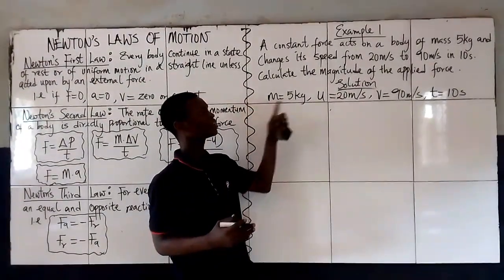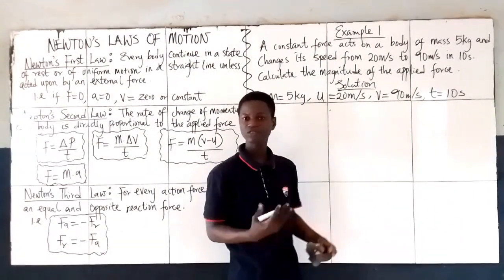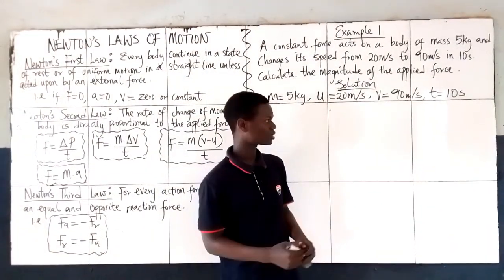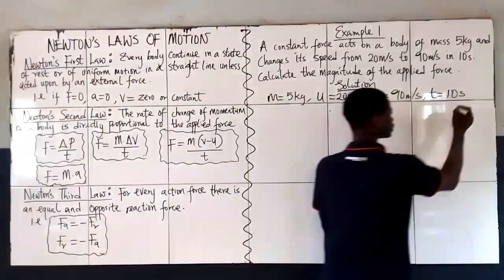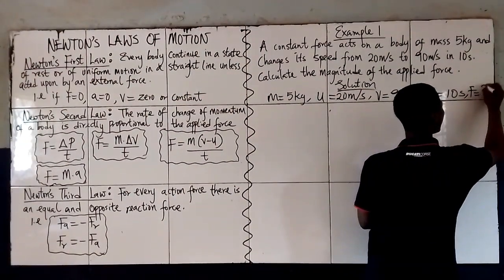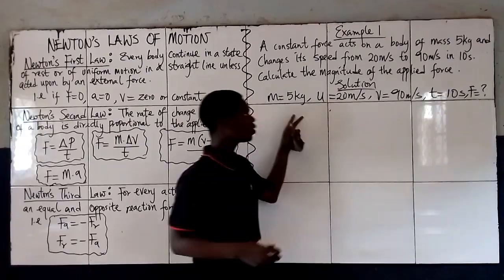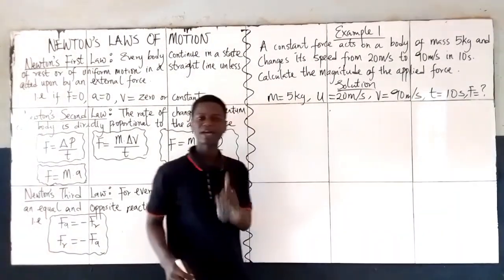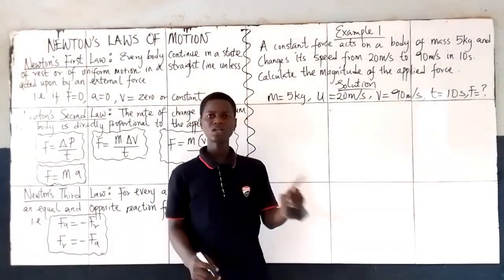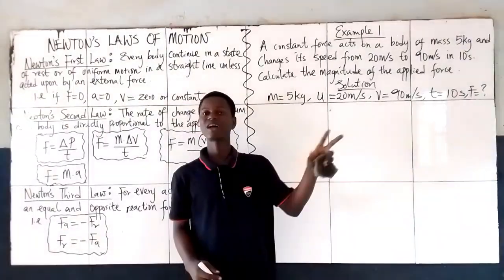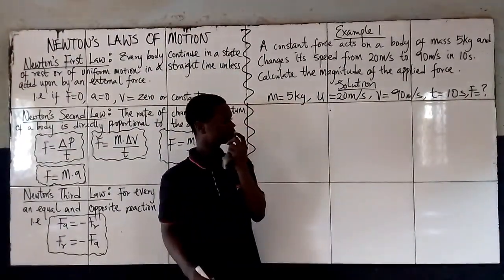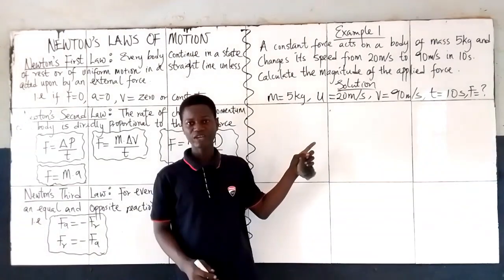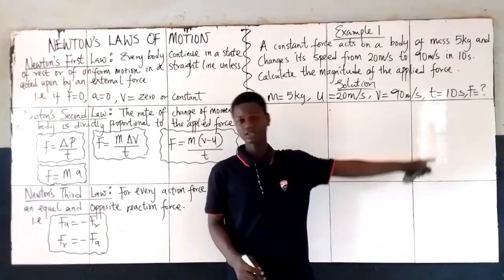Now let's see what the question is asking us to find. They said calculate the magnitude of the what? Applied force. That means for this question we are asked to find the force. The force is unknown and we are asked to what? Find the force. So these are all the quantities, and this is what I meant that when you are reading a question, all the quantities you were given, ensure you derive them out. This is basically what I have done here. Now look at this question. What are we asked to find here? We are asked to find the force. It's the one that is unknown.